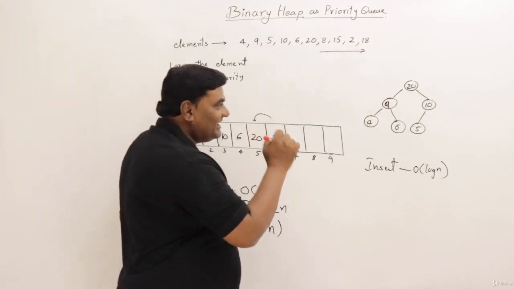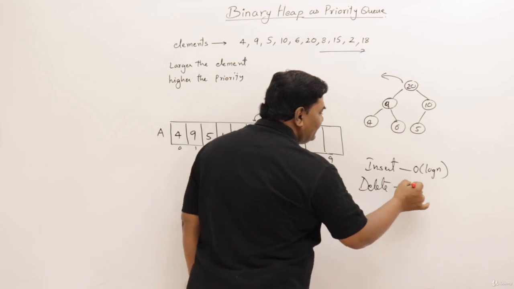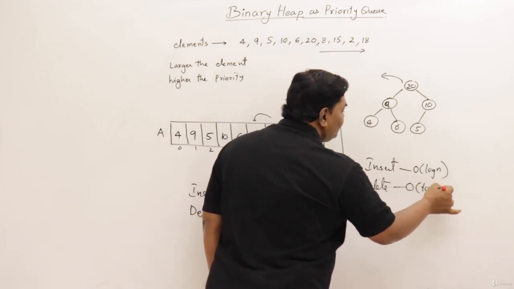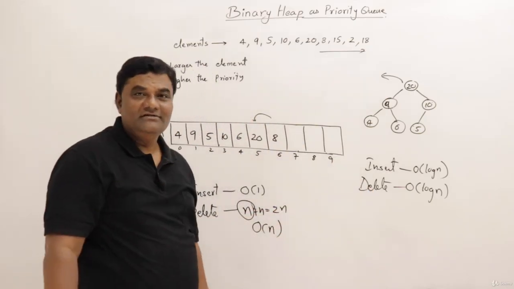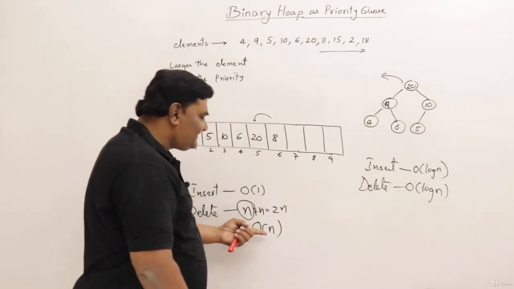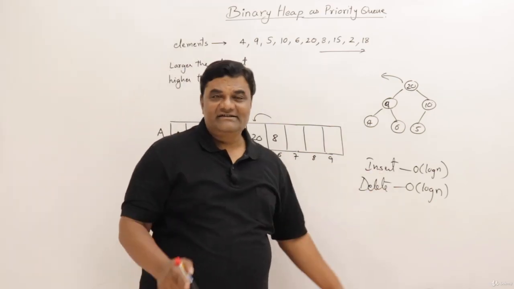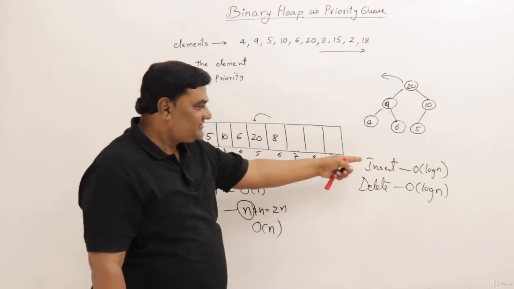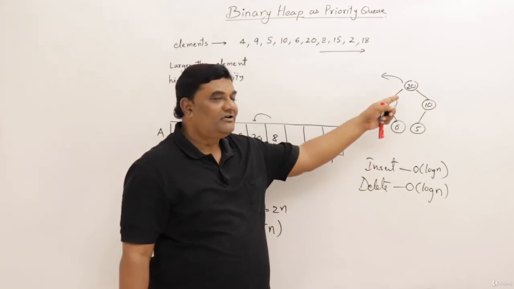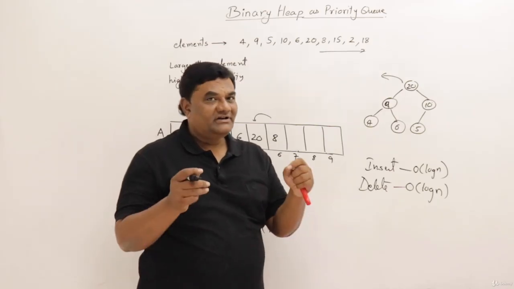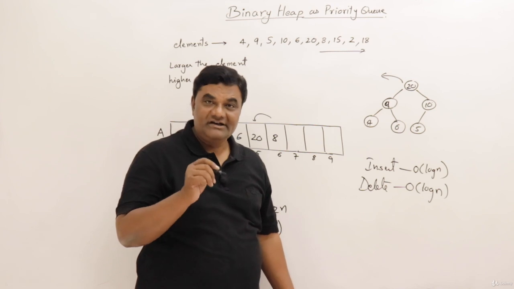How much time does it take for deleting an element from a heap? We have already studied this. This is also log n. So insertion is log n, deletion is also log n. Log n is much less than n. Remember this, log n is a small value compared to n. So both insert and delete take log n time. Insertion is faster, deletion is also faster, because when you delete, the highest priority element is always deleted. So heap is the best suitable data structure for implementing priority queues.